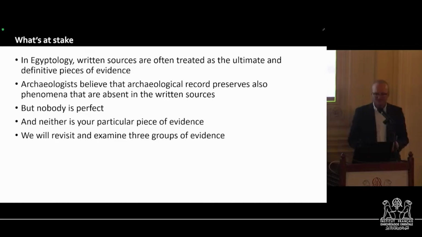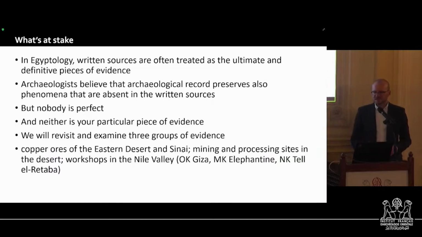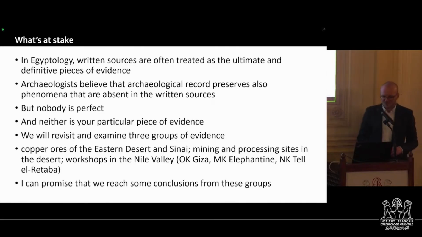So in this talk, we will revisit and examine three groups of evidence: copper ores of the Eastern Desert and Sinai, mining and processing sites in the desert, and some workshops in the Nile Valley, Old Kingdom Giza, Middle Kingdom Elephantine, and New Kingdom el-Retaba. And I can promise that we will reach some conclusions.